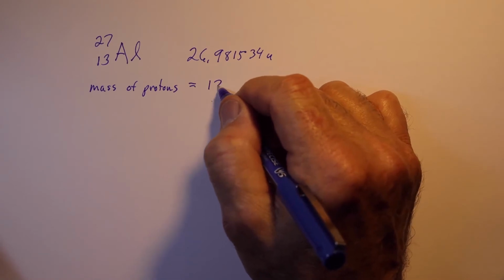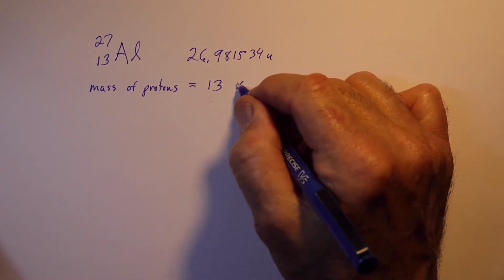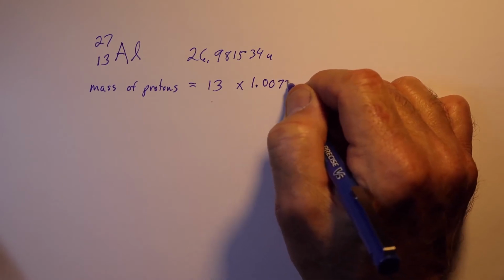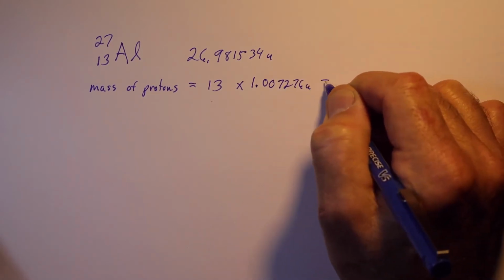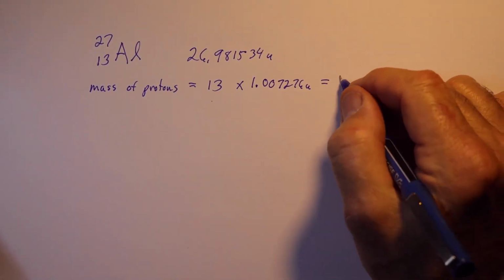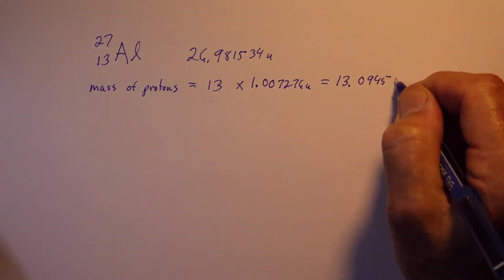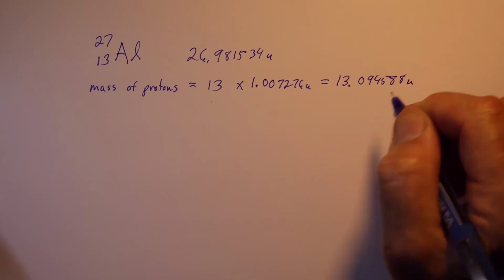So we need, first of all, to find the mass of all the protons. And there are 13 of those, times the mass of one proton, which is 1.007276 atomic mass units, and when we multiply that out, we get 13.0945 atomic mass units.